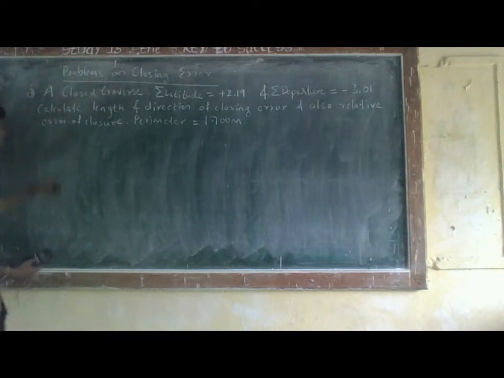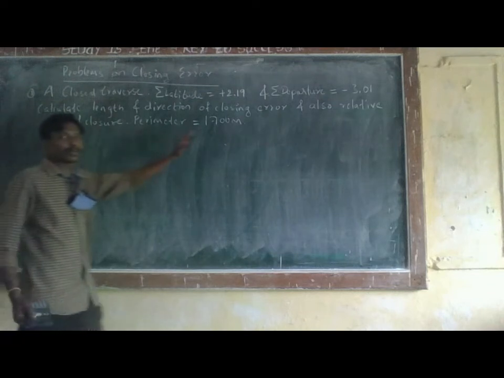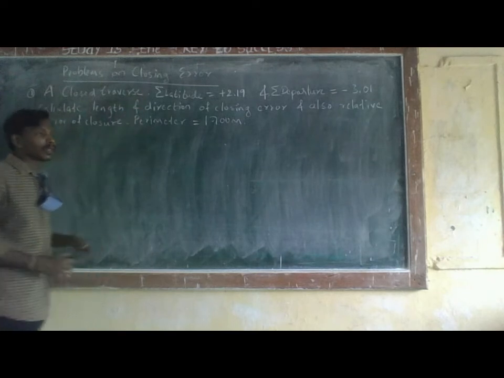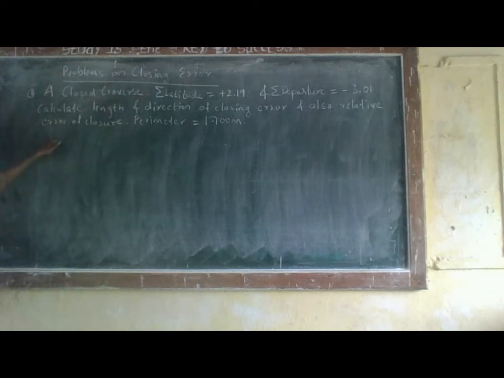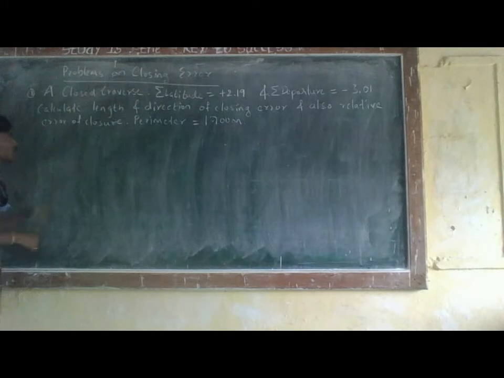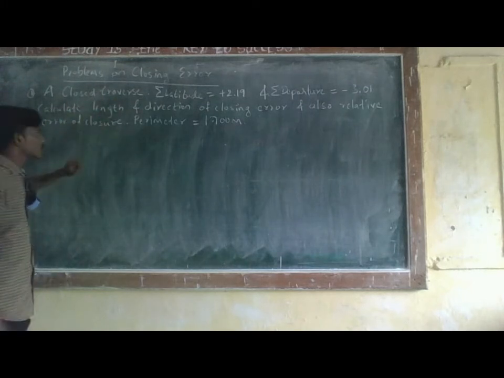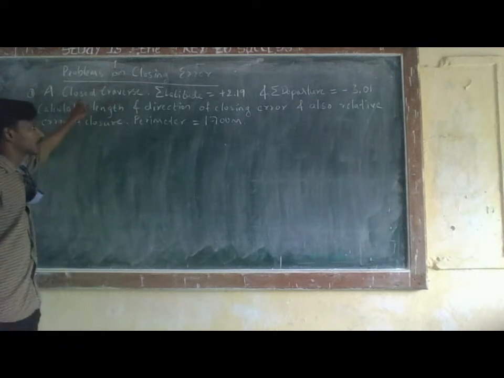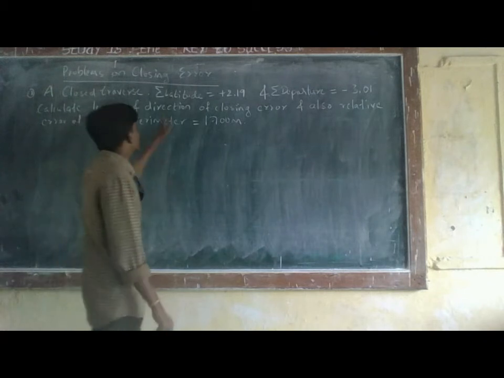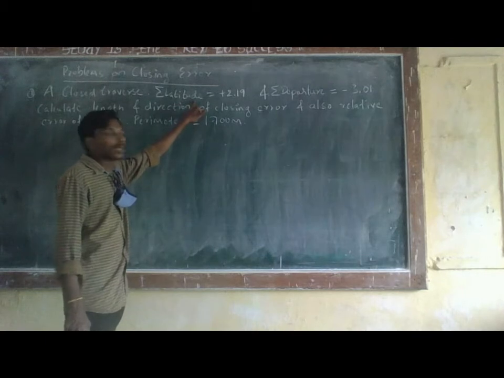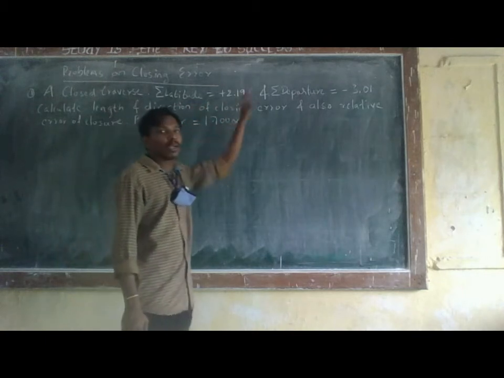Now look at the question here. This is the first problem on problems of closing error. So this is the problem related to the closing error topic. They have given the closed traverse. Here in the question it is given that the traverse is closed, and they have directly given the summation of latitude, that is equal to plus 2.19.